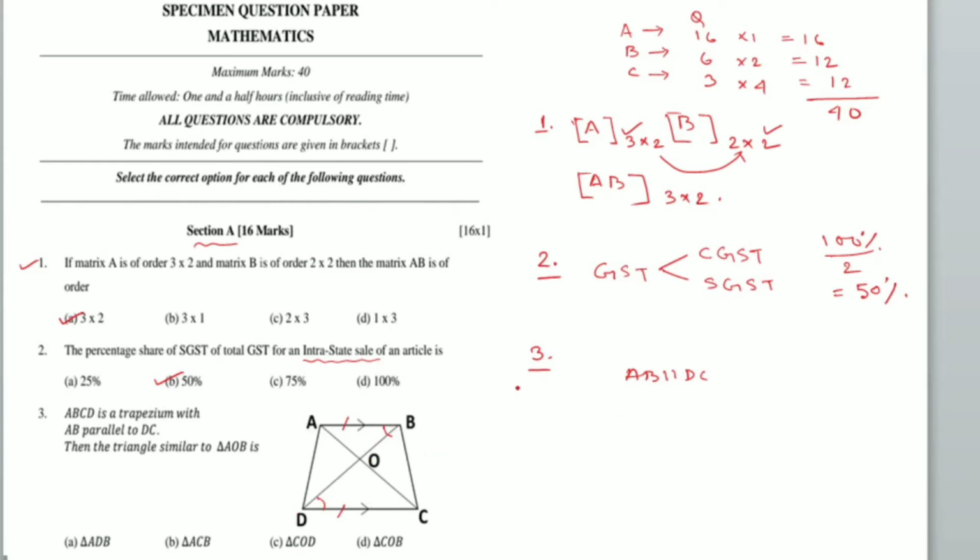Similarly, AB is parallel to DC and AC is the transversal, so this angle is equal to this angle. So from these two triangles AOB and COD, two pairs of angles are equal, and this is the condition for similarity of two triangles. So we can say that triangle AOB is similar to triangle COD.